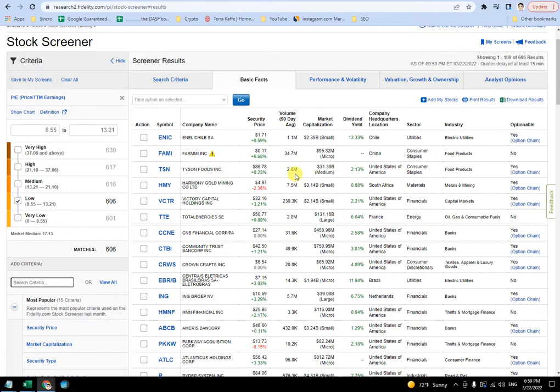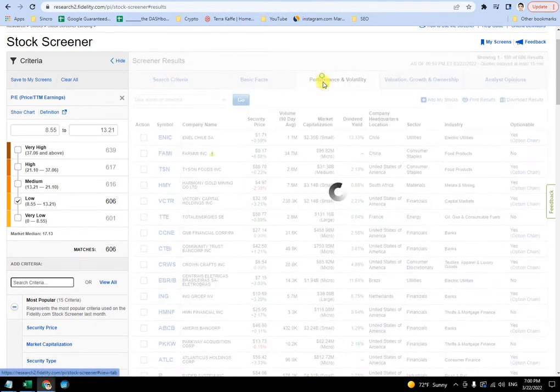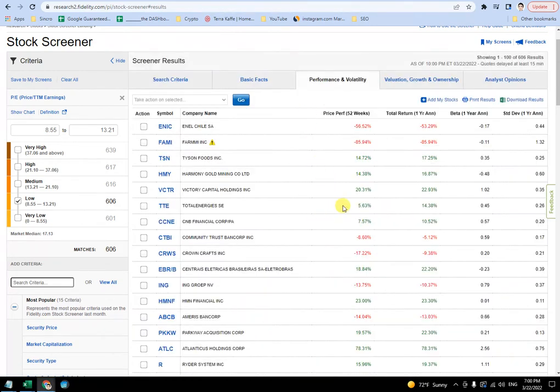Volume, which I haven't really covered, is how many shares have traded. So how many times people have literally bought and sold the shares in the past 90 days. And so you can kind of look at that. There's also options, which we'll maybe talk about in more detail later down the road in case that is of interest. It is a little more risky, but you maybe could make more money. And then performance and volatility. Again, this is how well the stock has done.